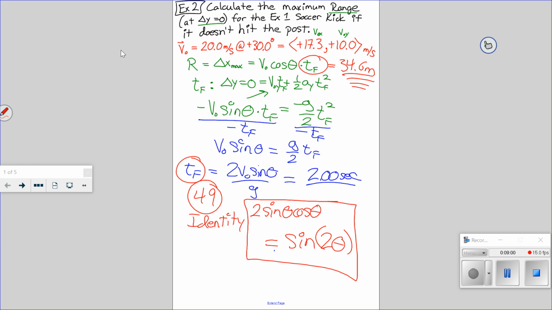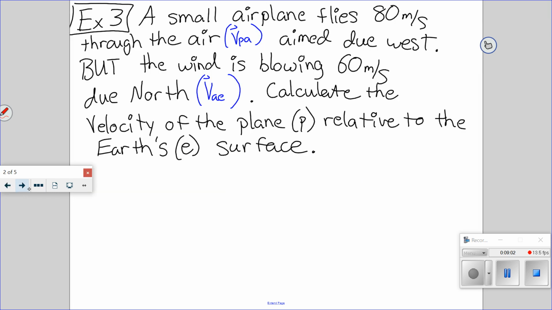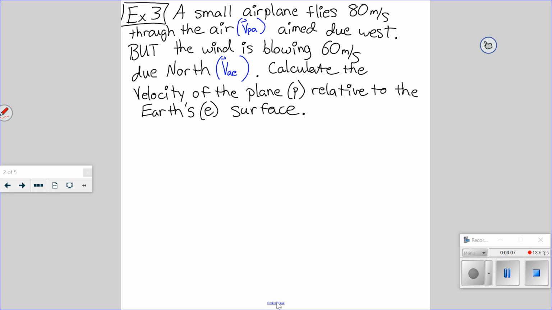Okay, we have a small airplane flying. Don't fly in hurricane force winds, by the way. 60 meters per second is awfully fast. That's over 100 miles an hour, I think. Meters per second, not kilometers per hour, meters per second. Okay?